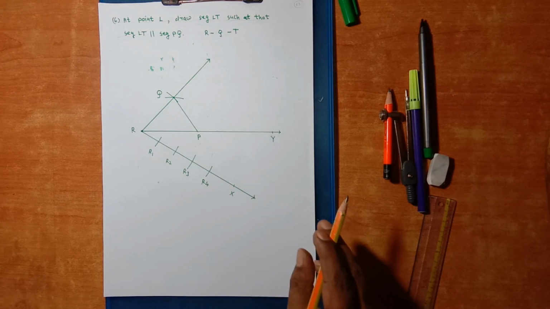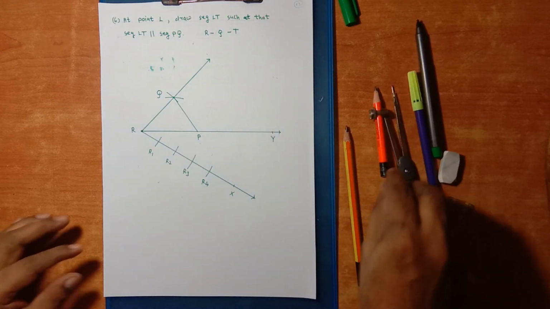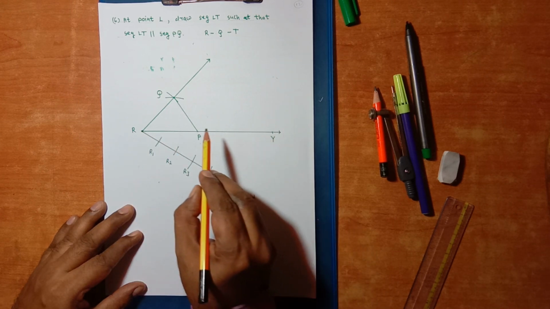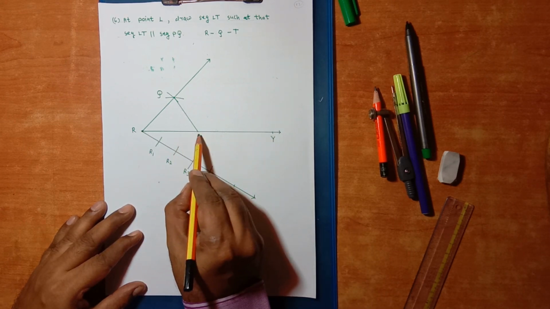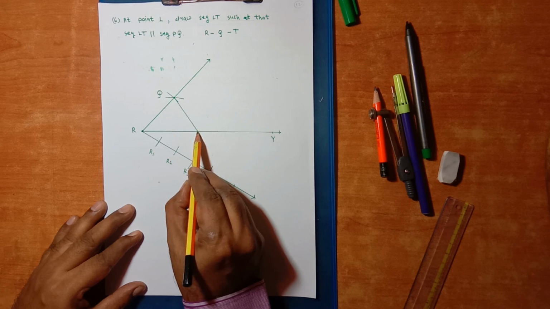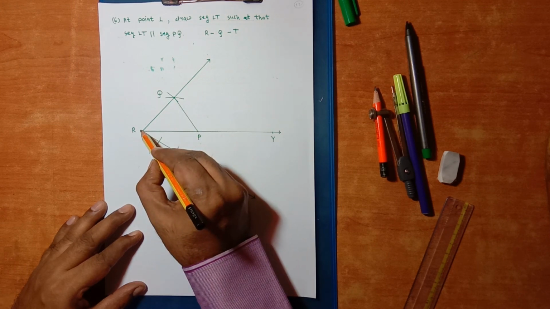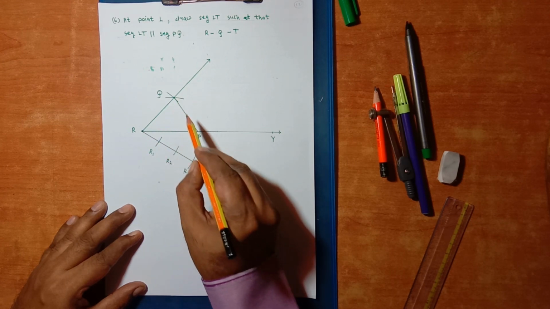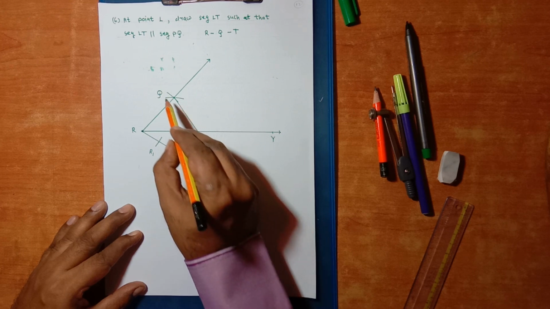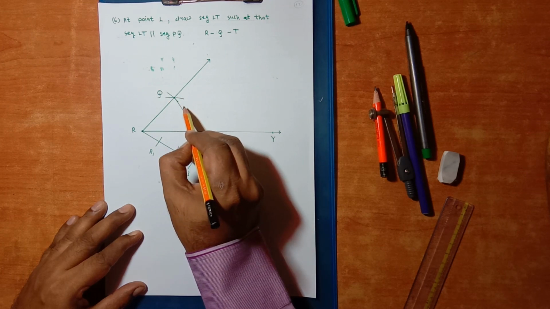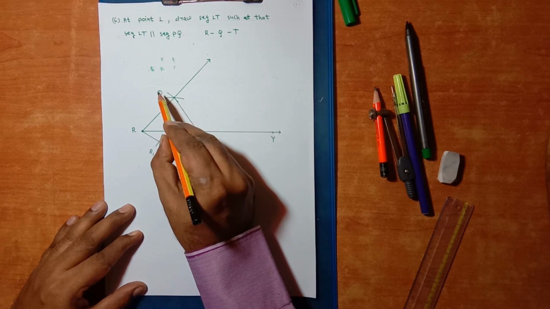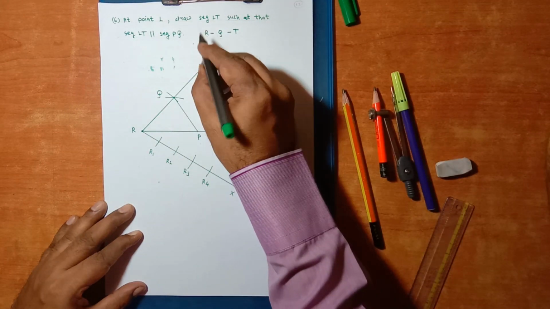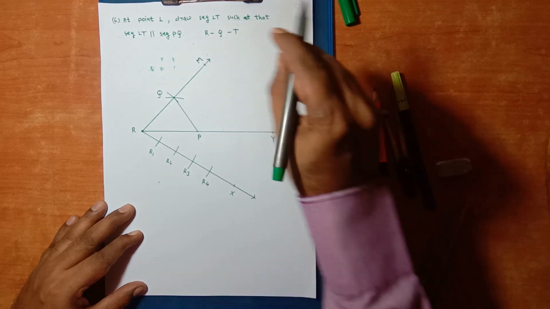Now let us draw the diagram. Here I have already drawn ray RY, and at a distance of 5.4 cm I have fixed the point P over here. Now from point R I have drawn an arc at a distance of 4.8 cm, and from point P I have drawn an intersecting arc at a distance of 4.2 cm, and I have fixed the position of point Q. Now here I will take point M.